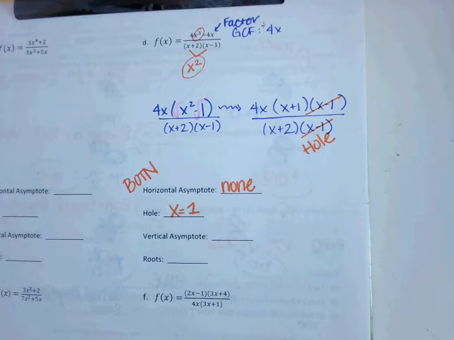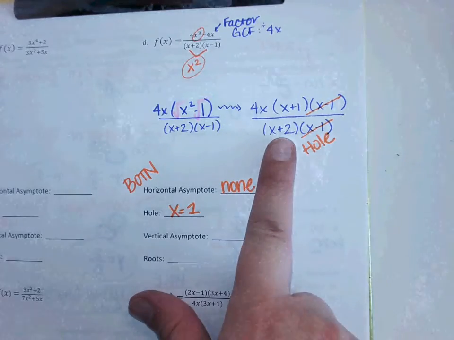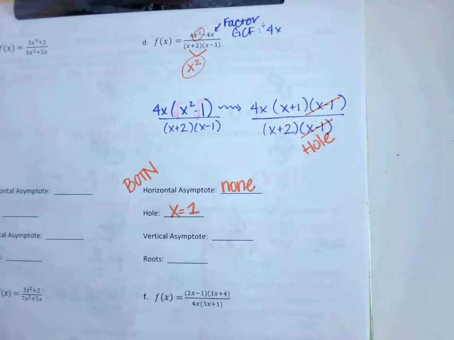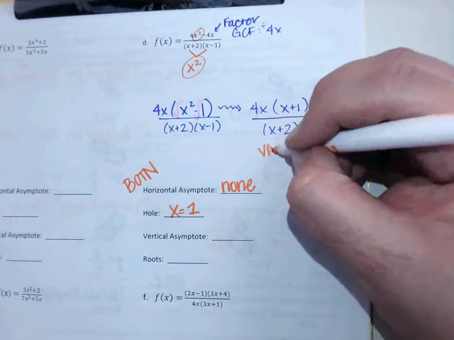Okay, vertical asymptotes are left over on the bottom. What x was left over on the bottom? X plus 2. Then where will the vertical asymptote be at? Negative 2.